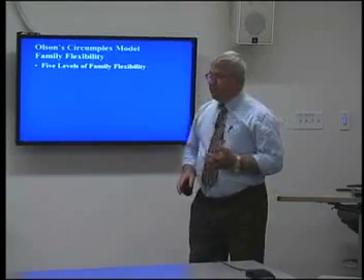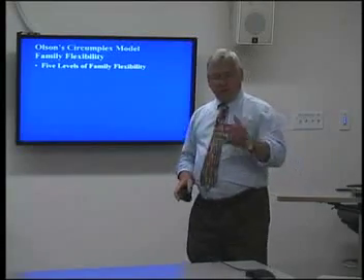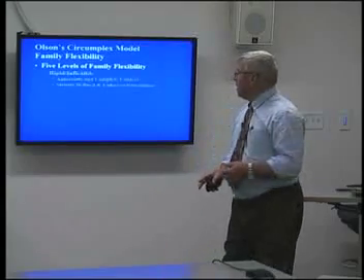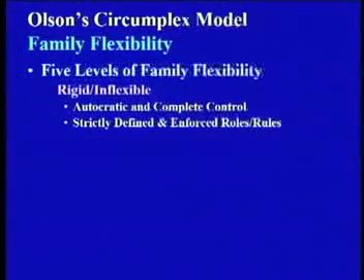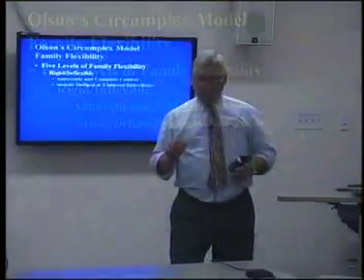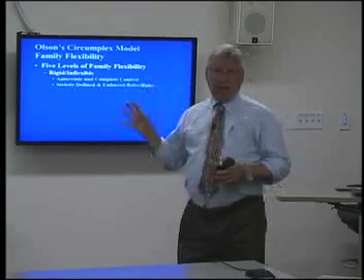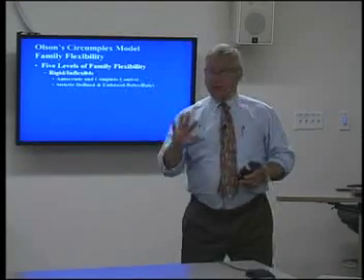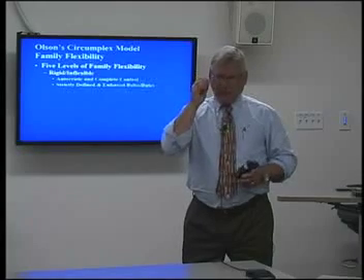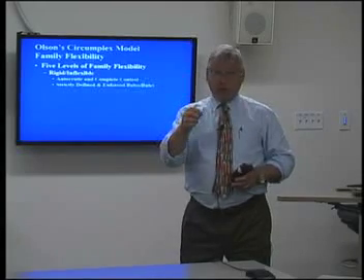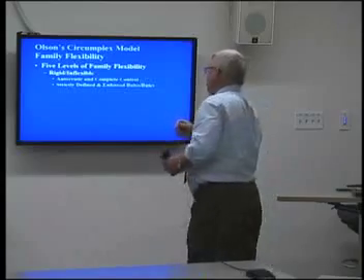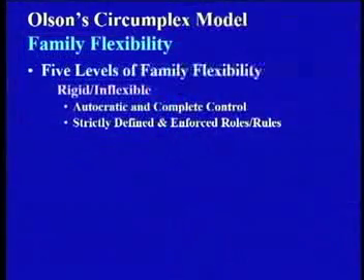Family flexibility, there are 5 levels here as well. 2 of them dysfunctional, 1 of them moderate. Rigid or inflexible families have pretty much autocratic and complete control of one or two members of the family. So children particularly are not allowed to even have inputs in decision making. And in the very extreme case, it's one parent who makes all the decisions. So we can think back to Beaver's tyrannical control situation, right? And strictly defined and enforced roles and rules.